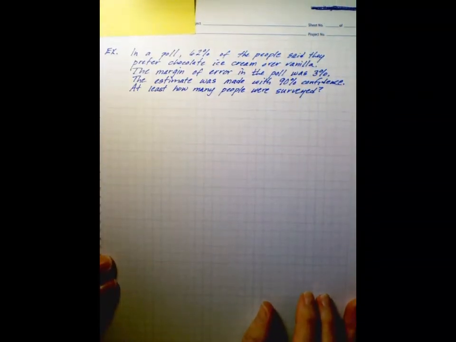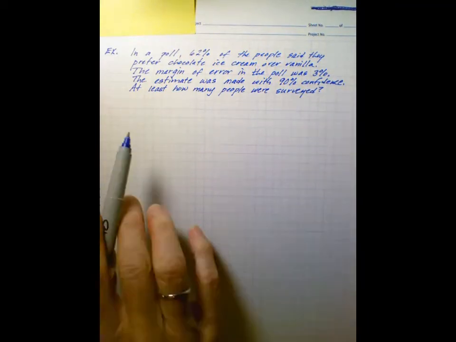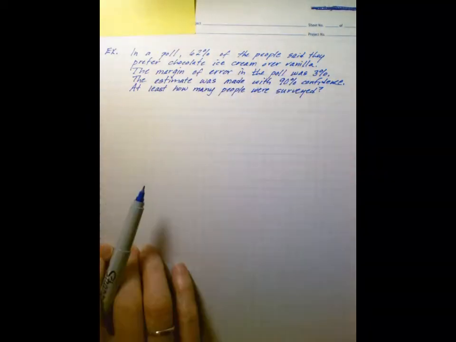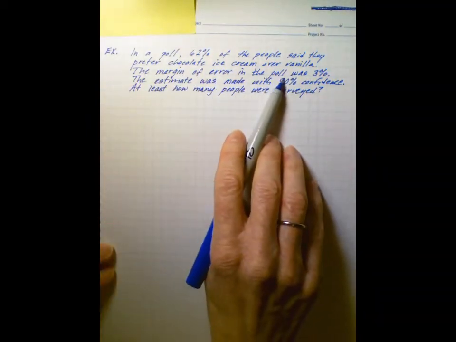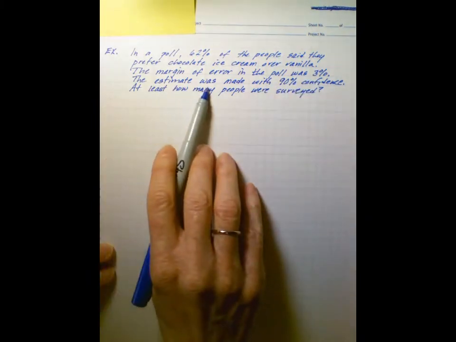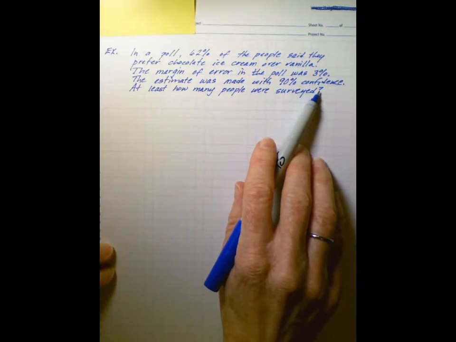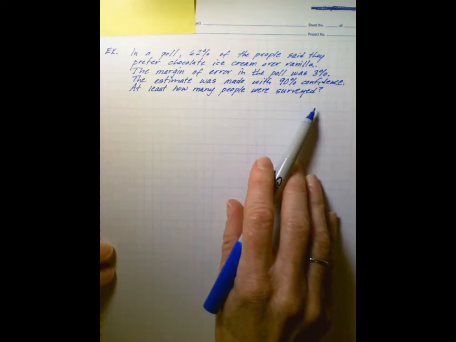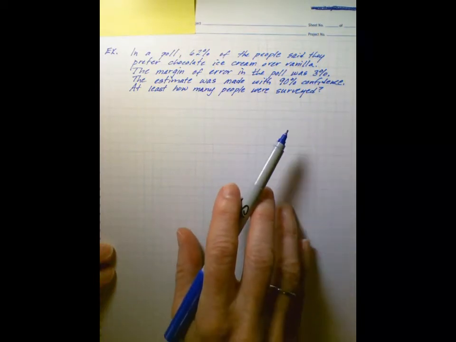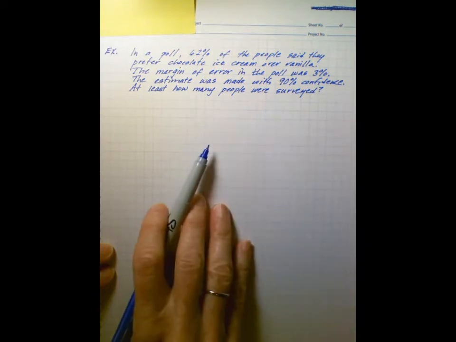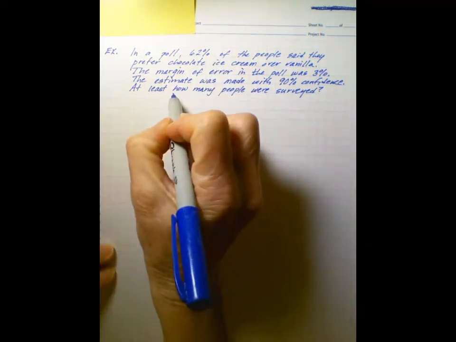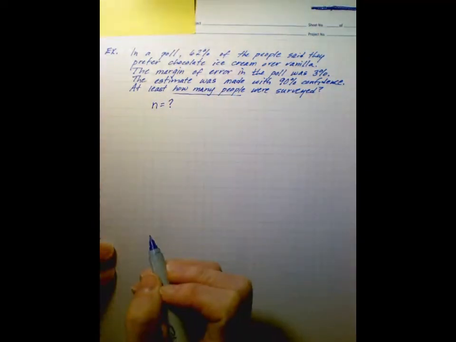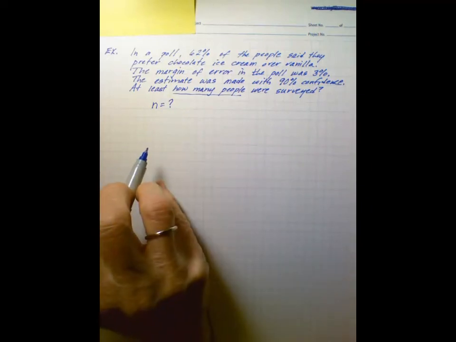This is similar to the one in the 9.1 homework. It says, in a poll, 62% of the people said they prefer chocolate ice cream over vanilla. The margin of error in the poll was 3%. The estimate was made with 90% confidence. At least how many people were surveyed? So at least means it could have been more than this number, but what is the smallest number they could have used to survey these people? So how many people? That's the sample size. The question is, what was the lowest number n could have been in this situation?